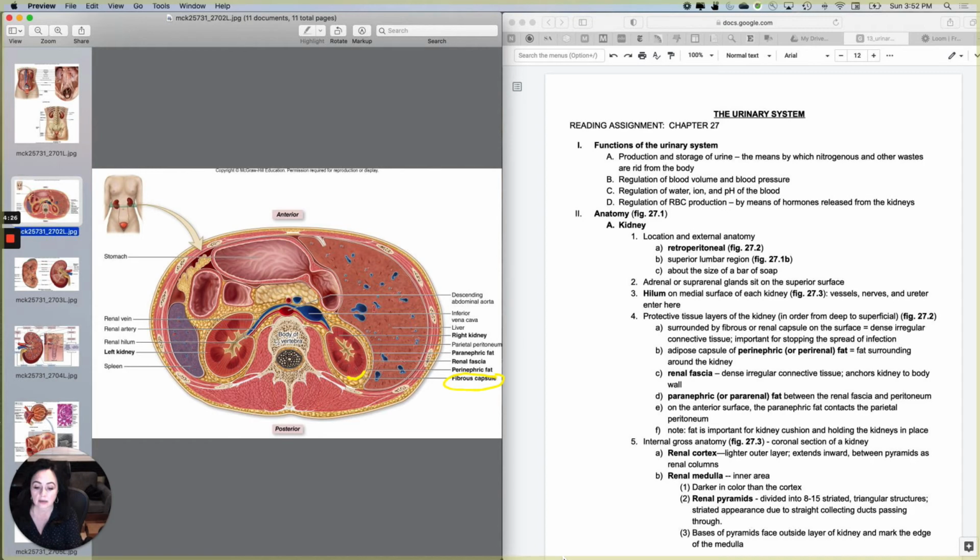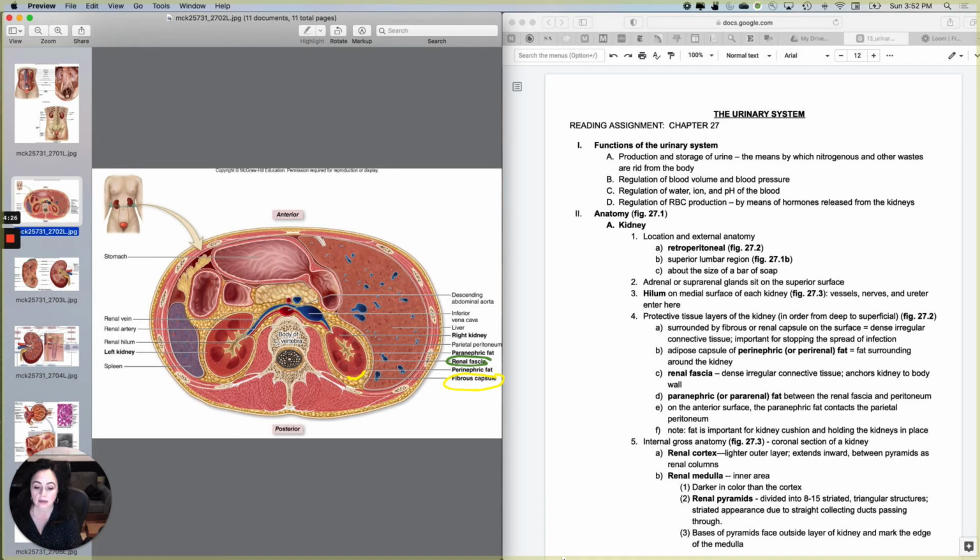kidney. And then you're going to run into a layer of connective tissue called the renal fascia. And the renal fascia is right here. It's this layer of connective tissue that's between the two layers of fat. It's also dense irregular connective tissue, and it's anchoring the kidney back to the body wall. And then on the surface of the renal fascia, as we're moving further out, we're going to run into a thicker layer of fat.